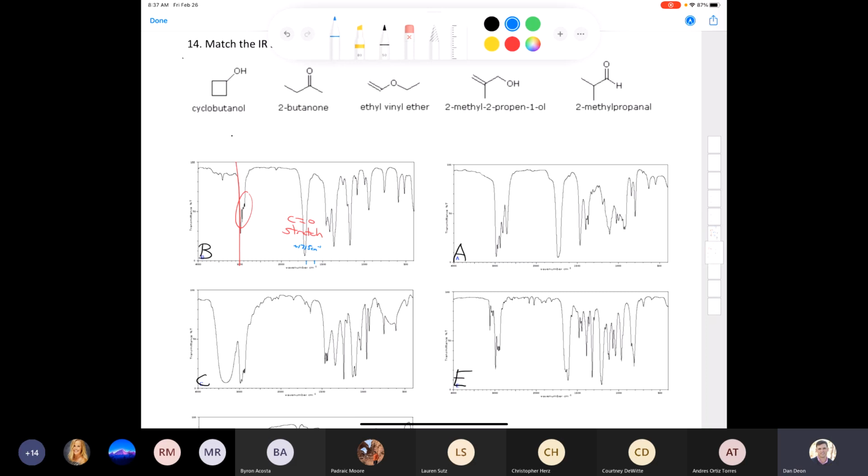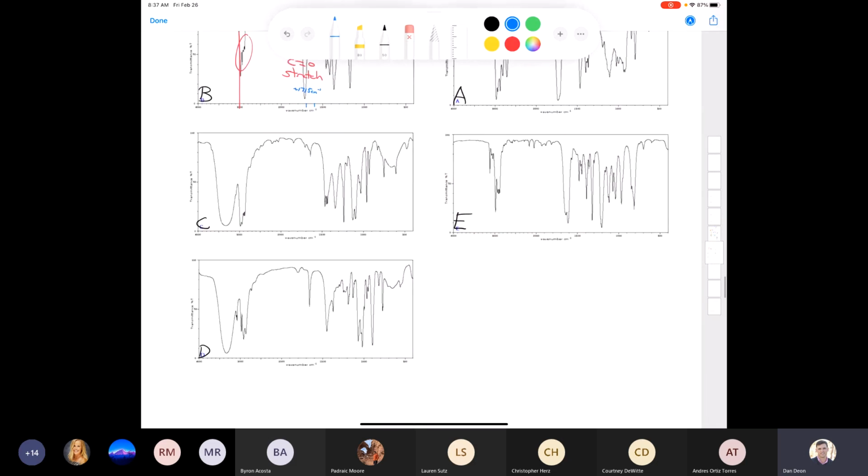C. Okay, so somebody says C is cyclobutanol. One thing I noticed is there's two alcohols. The problem is that I'm not showing both of them at the same time. One of the alcohols is cyclobutanol, and the other alcohol has a double bond in it, so it's this here. I'm sure that most of you were able to figure that out.